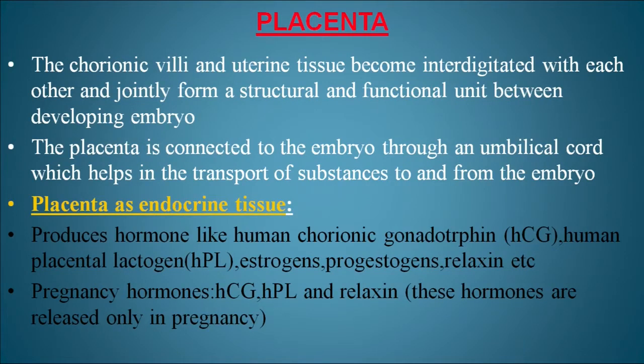And the important thing to note is that the placenta also acts as endocrine tissue, and it produces hormones like human chorionic gonadotropin, which is HCG, human placental lactogen, which is HPL, estrogen, progesterone, relaxin, etc. HCG, HPL and relaxin are also called pregnancy hormones, as these hormones are only secreted in pregnancy.